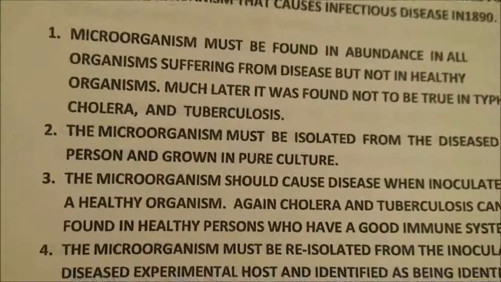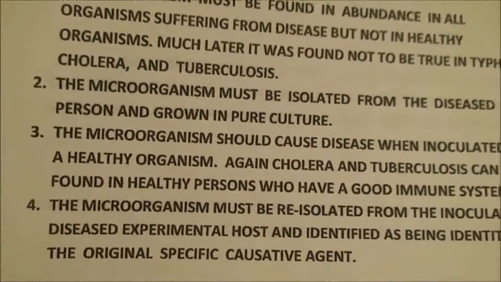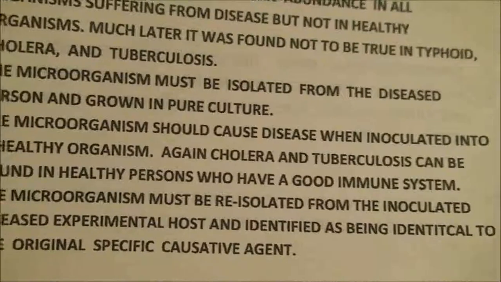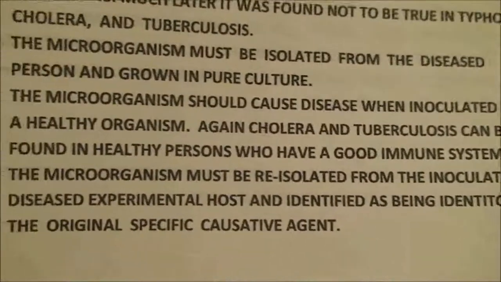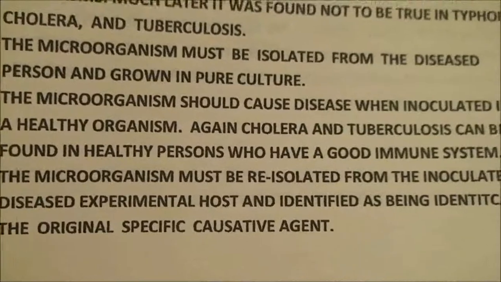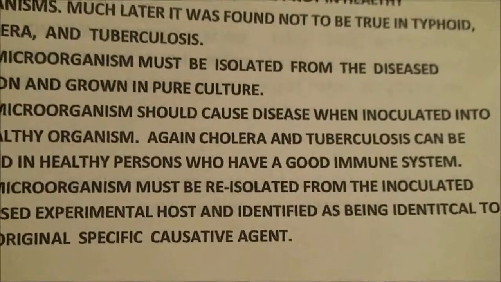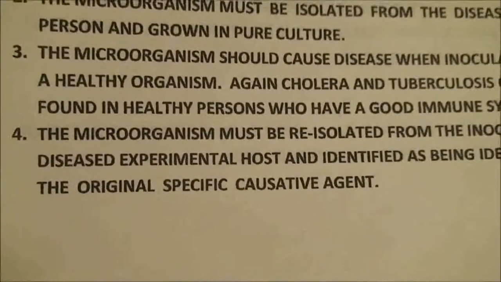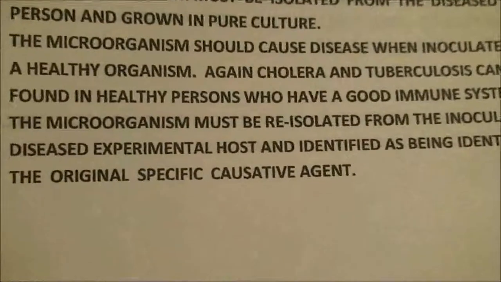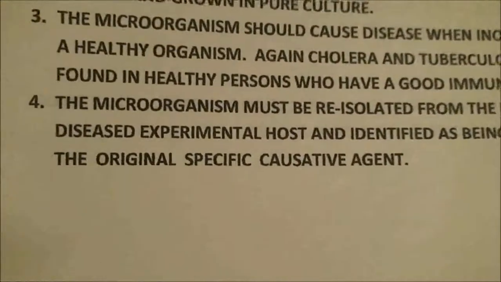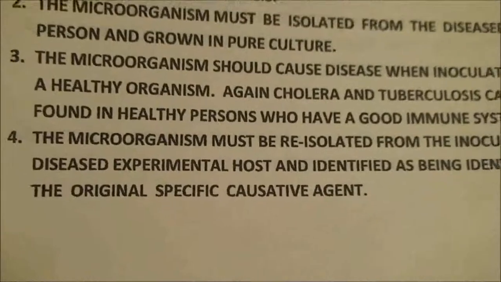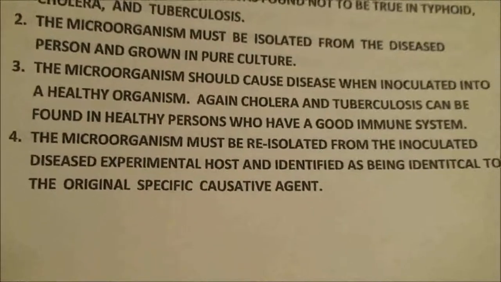All right, number two, the microorganism must be isolated from the diseased person and grown in a pure culture. Number three, the microorganism should cause disease when inoculated into a healthy organism. That would be a laboratory animal, usually mice or rats. Again, cholera and tuberculosis can be found in healthy persons who have a good immune system. Number four, the microorganism must be re-isolated from the inoculated diseased experimental animal and identified as being identical to the original specific causative agent. When you look at these things, it's common sense. But for Robert Koch, this was a remarkable discovery, sufficient to give him the Nobel Prize for Medicine.